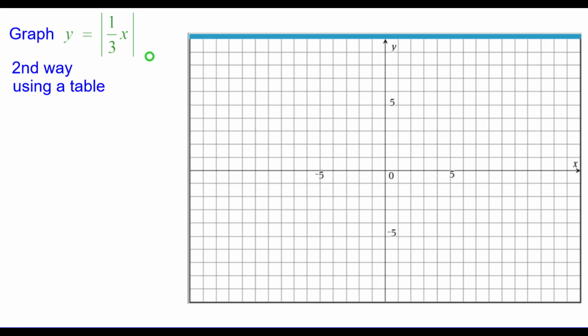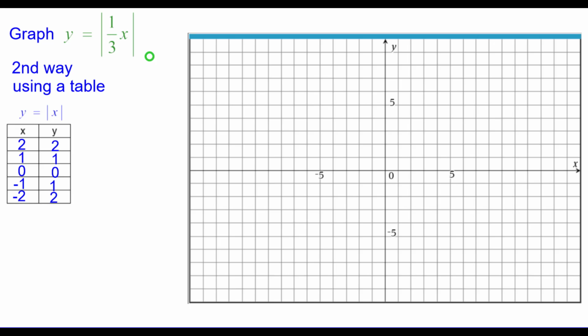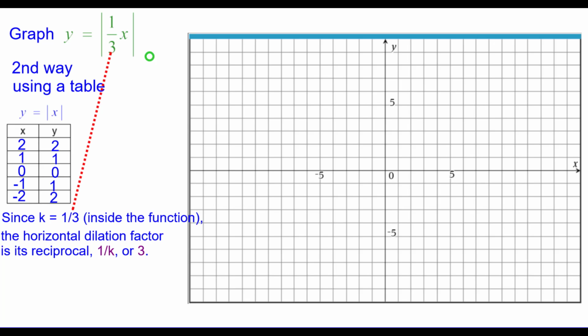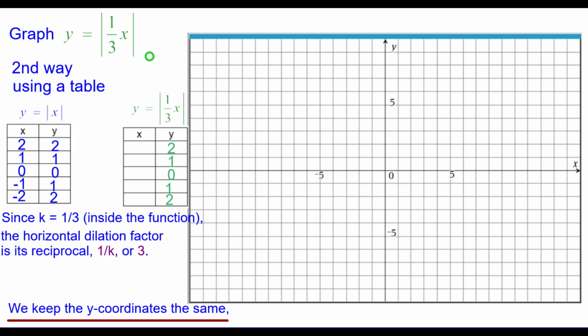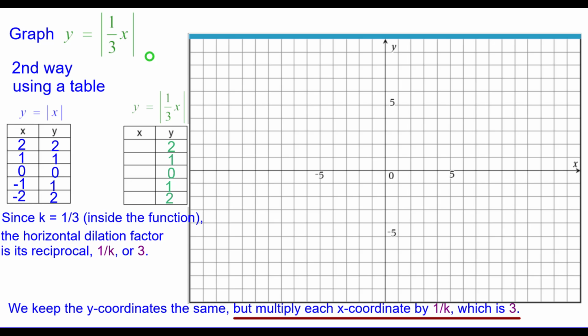Second way, using a table. Here's our normal absolute value table with 5 points in it. Since k equals 1/3 inside the function, the coefficient of x, the horizontal dilation factor is its reciprocal, 3. And we keep the y coordinates the same, so create that table with the y coordinates the same. But we multiply each x coordinate by 3, 1 over k, which in this case is 3.